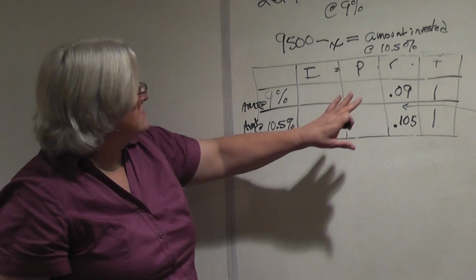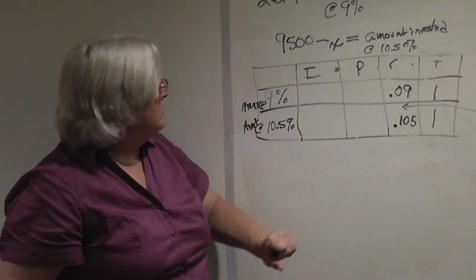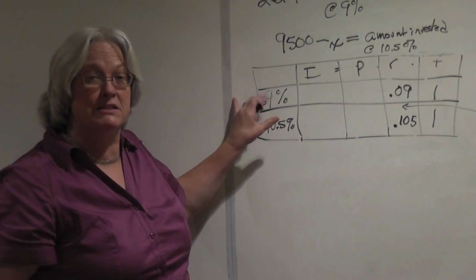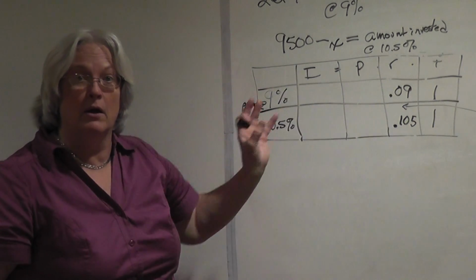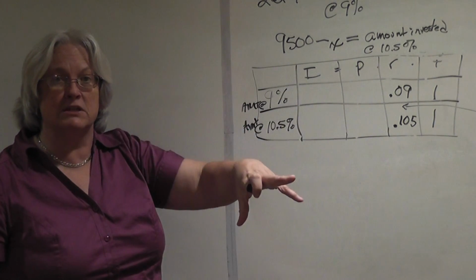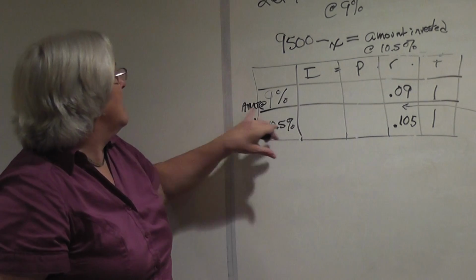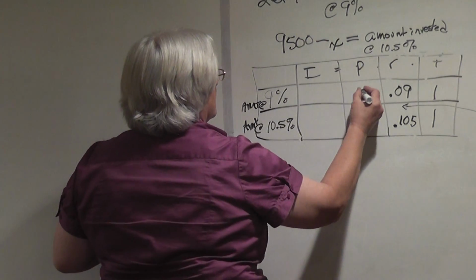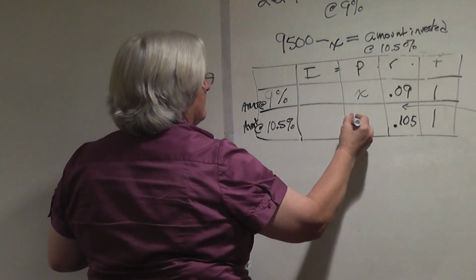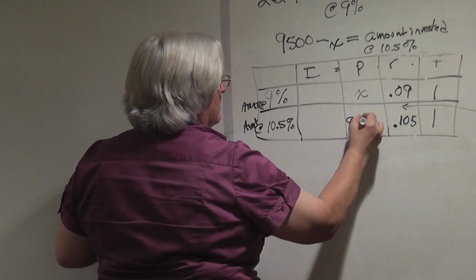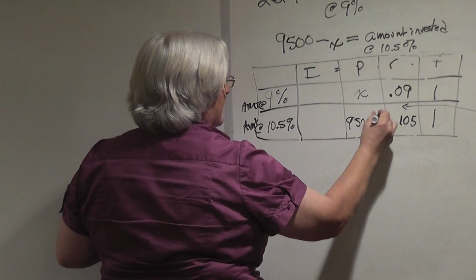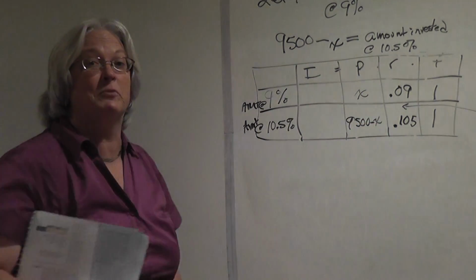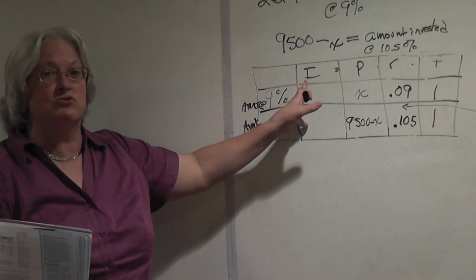Okay, this is the rate that he earned. This is the principal. How much did he invest? How much money did he actually put into the bank, put into the investment, put into the CD, whatever it is? At 9%, it says he invested X dollars. At 9%, he invested $9,500 minus X at 10.5%.